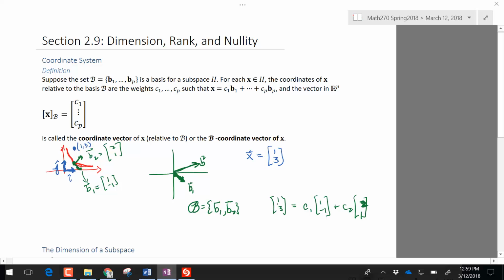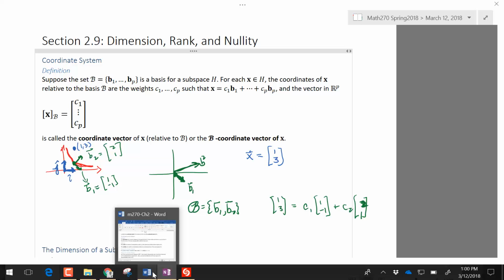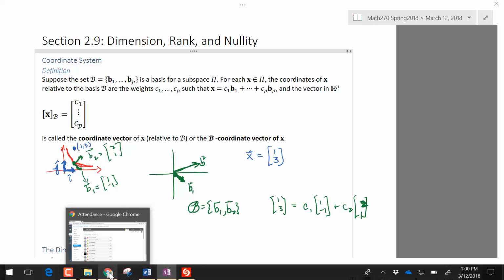Now, can we do that quickly? I don't think we can do that by inspection. Can we? No. So we have to solve for this.